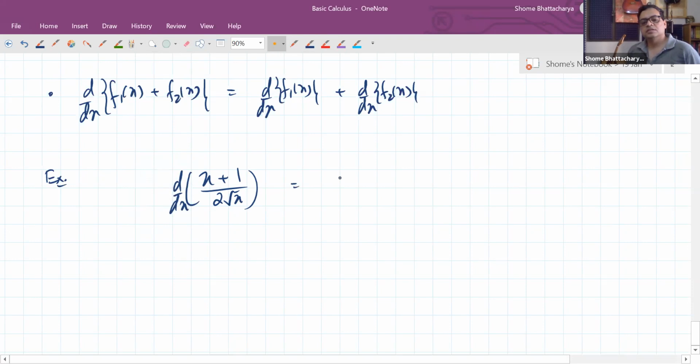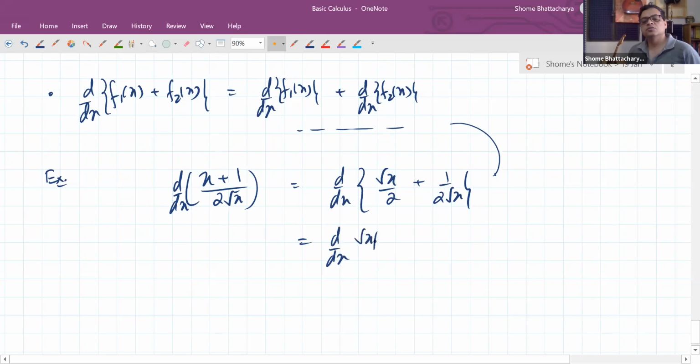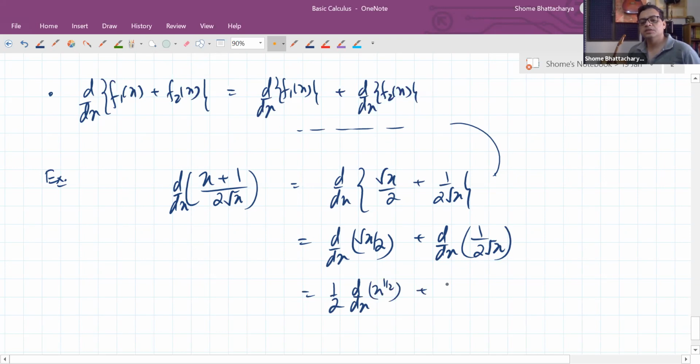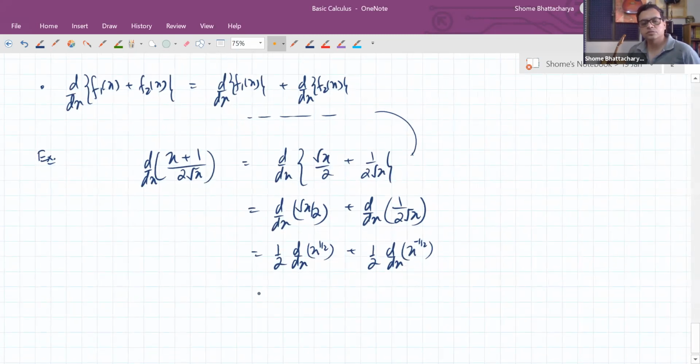So we can express this as root x by 2 plus this. Then we can use this principle now over here. So this will become the differentiation of root x by 2 plus the differentiation of 1 by 2 root x. Then we can use the principle we used earlier, that for a constant multiplied by a function, the constant can be left alone. So it becomes the constant into the derivative of the function. Same thing here, constant into the derivative of 1 by root x, which I can express as x to the power minus half.